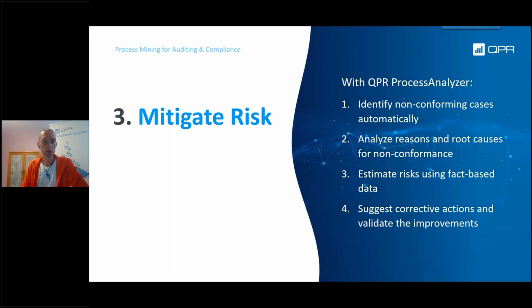And you can suggest the corrective actions. And once you suggest the corrective actions to the business, then you can validate the improvements by rerunning the conformance analysis again, like later after 1 month, 1 quarter, half a year.